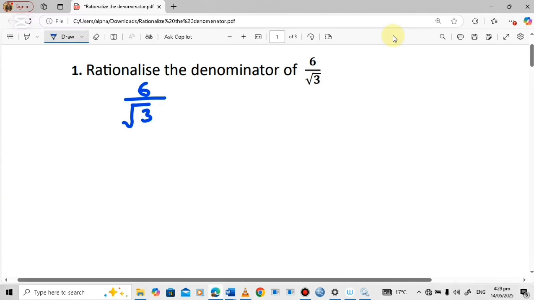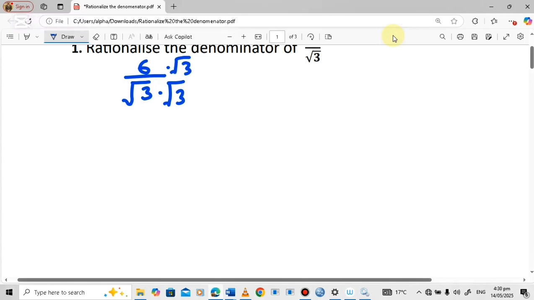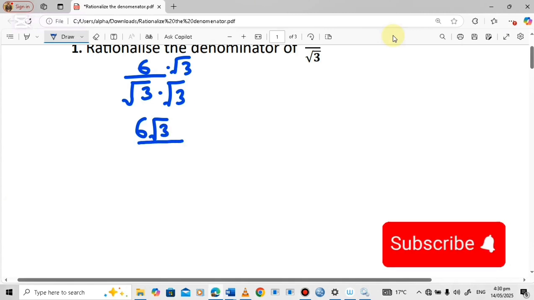To rationalize means you need to remove or to do away with a surd or the square root symbol on the denominator. So to do that, we are going to multiply by the same denominator both on the denominator and the numerator. Okay? So we're going to have 6 times the square root of 3 over the square root of 3 times the square root of 3 can be written as the square root of 3 and then squared.